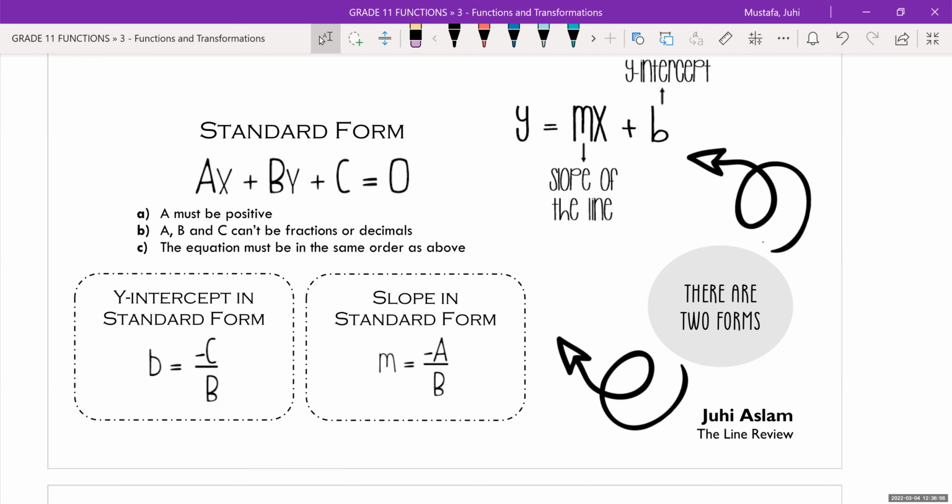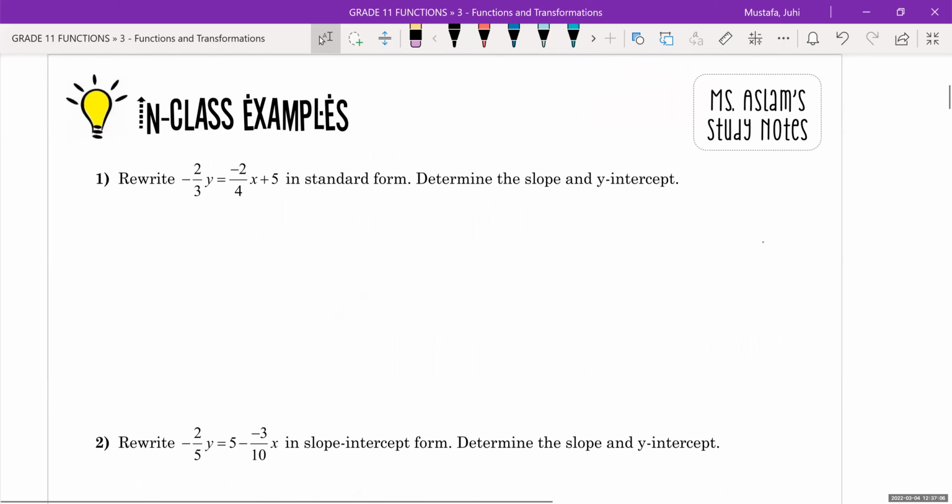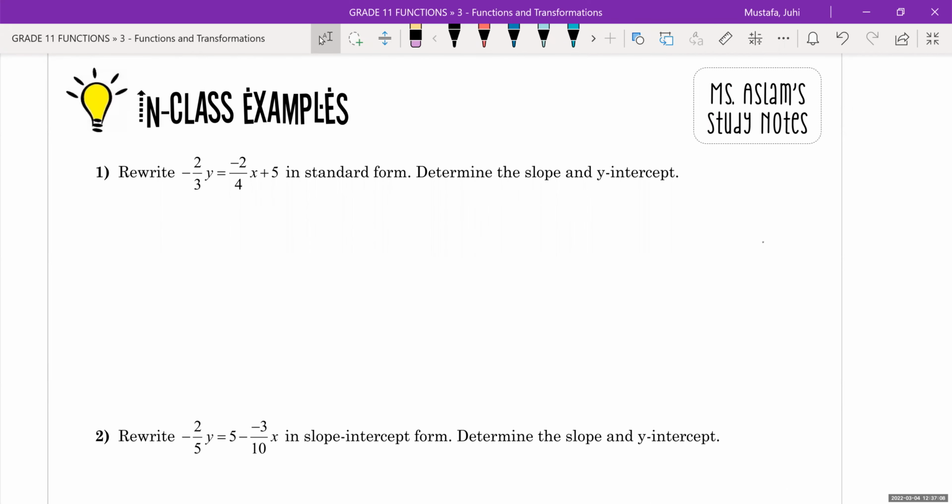You could always just change something from standard form to y equals mx plus b form, but there are shortcuts to help you figure out those two things. So let's try a couple of examples. I have this entire booklet split up into in-class examples, which we'll do together, and anywhere it says homework examples, those are the ones you are going to try yourself.